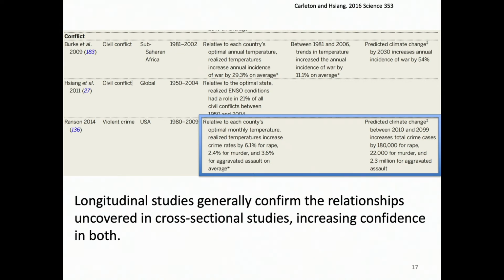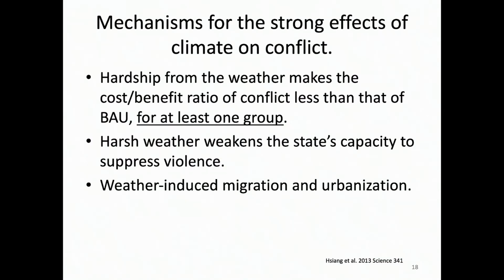This one was interesting because 2014, violent crime in the US, it predicts an increase in 180,000 rapes and 22,000 murders and 2.3 million aggravated assaults. People, it turns out, behave criminally when it gets hot.